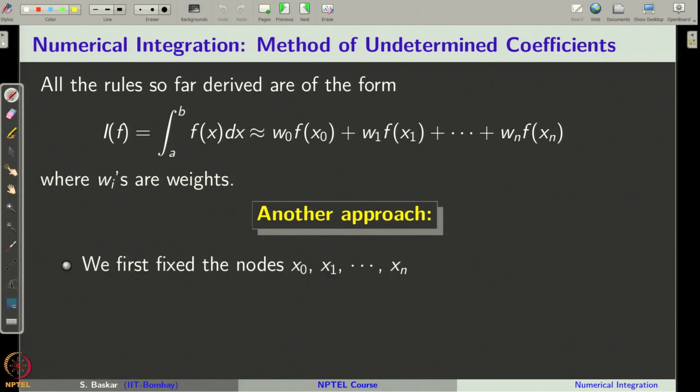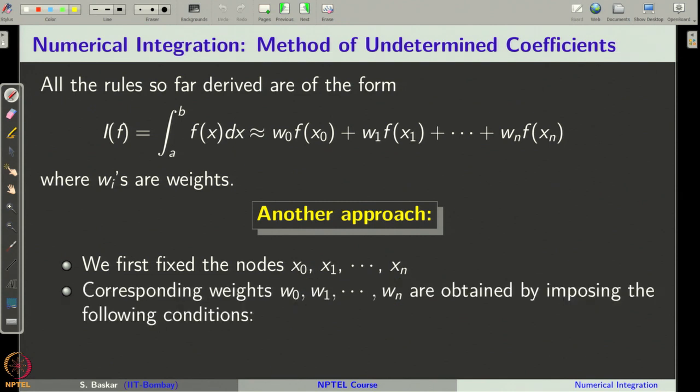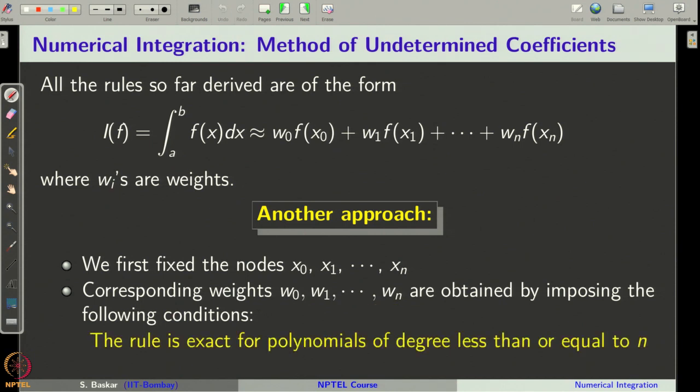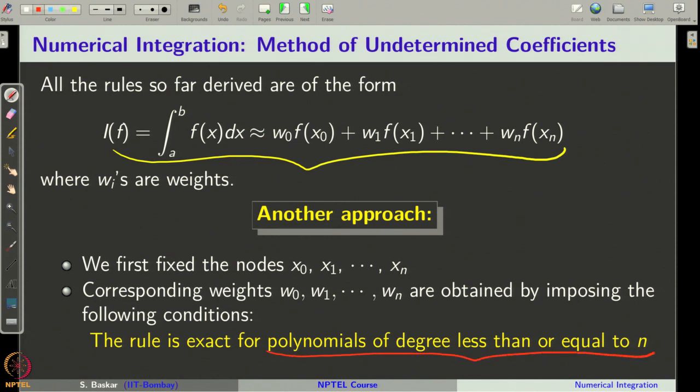Let us see how to do that. We first fix these nodes, and then to get the corresponding weights, we will impose certain conditions. What are those conditions? We will say that this rule is exact for polynomials of degree less than or equal to n. This is the important point.